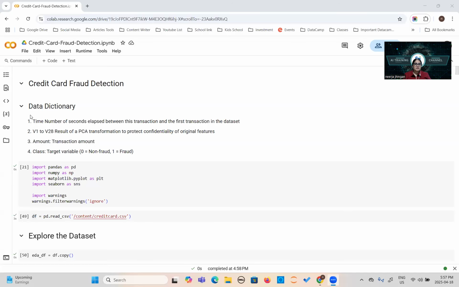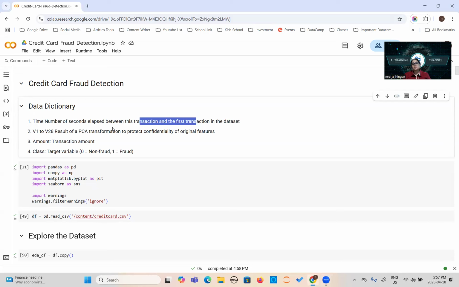So now I will share my screen. Look at this. So here, first of all, I have written the data dictionary. Time is the number of seconds elapsed between this transaction and the first transaction. So the time given here is in seconds per transaction. Okay. And you have V1 to V28, the results of the PCA transformation to protect the confidentiality of your original features.